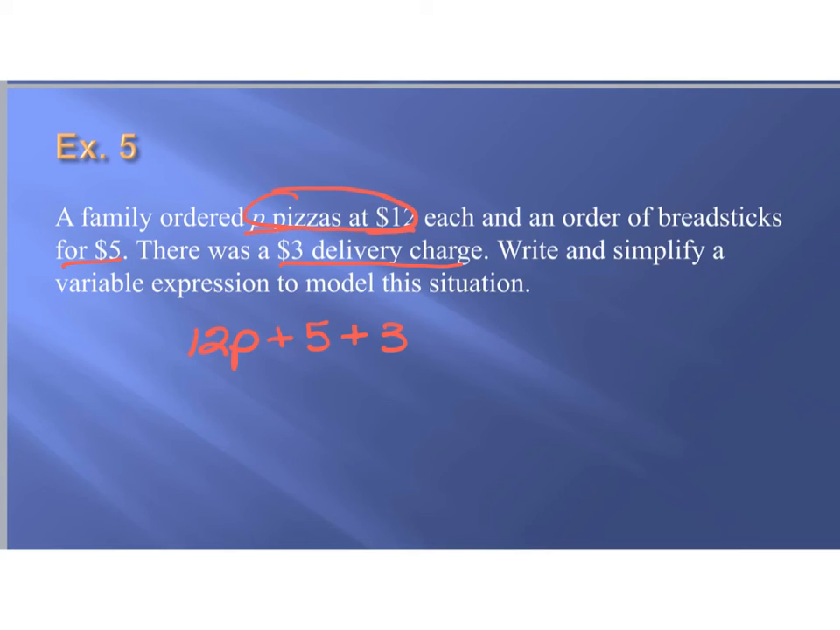So here's our expression, and we're just going to go ahead and simplify it. So this ends up being 12p plus 8, because I can combine my like terms here. And this is the expression to find the total cost.